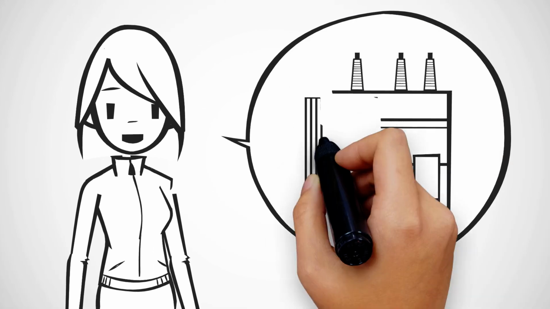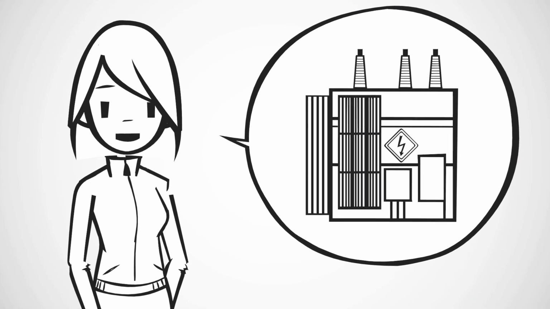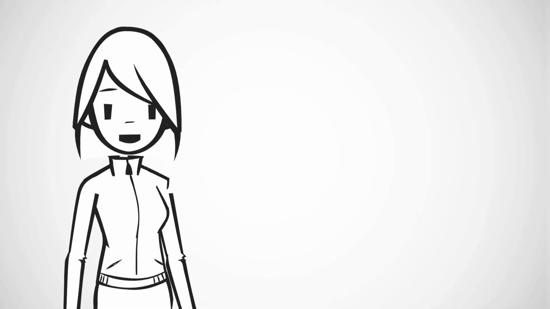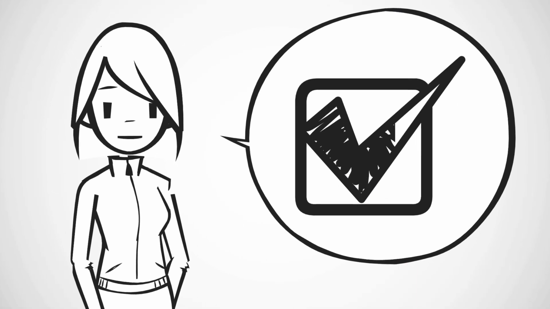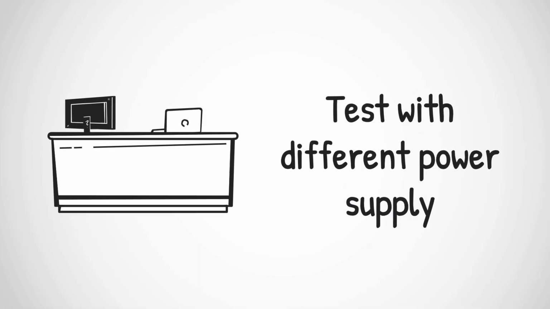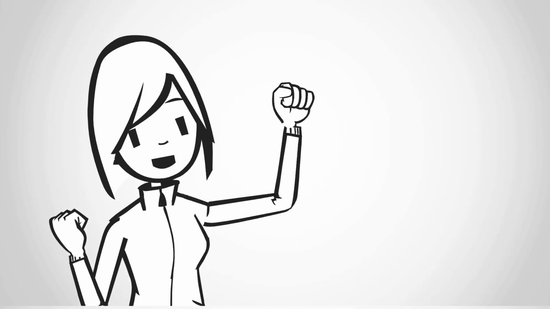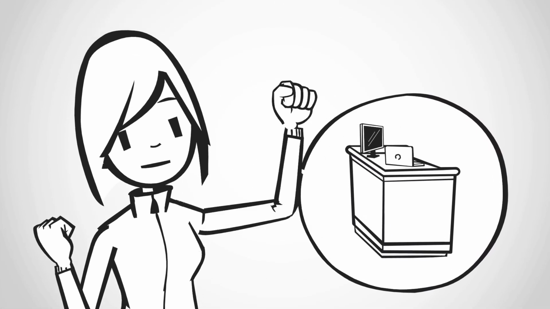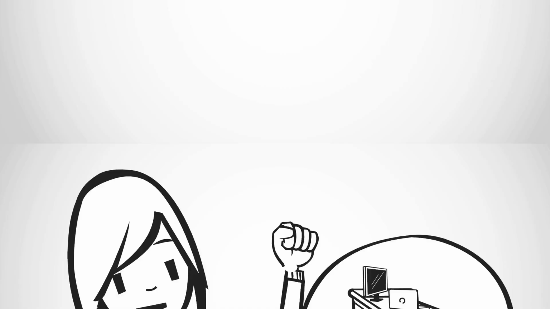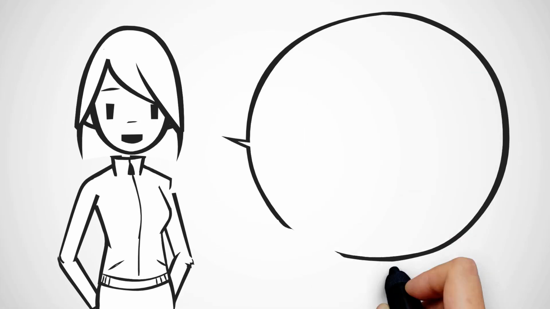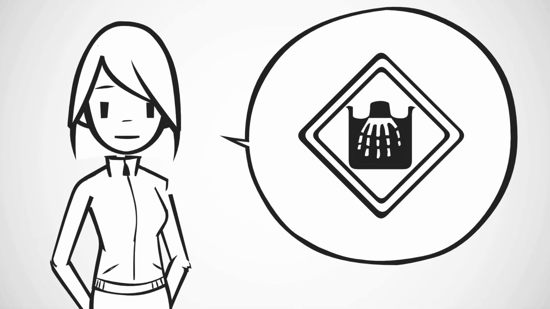The technician tests a different outlet, but nothing changes. A known working power cable is connected, but the computer still does not respond. Finally, the technician tests the system with another compatible power supply, and the computer starts successfully. The theory has now been confirmed: the original power supply was faulty.